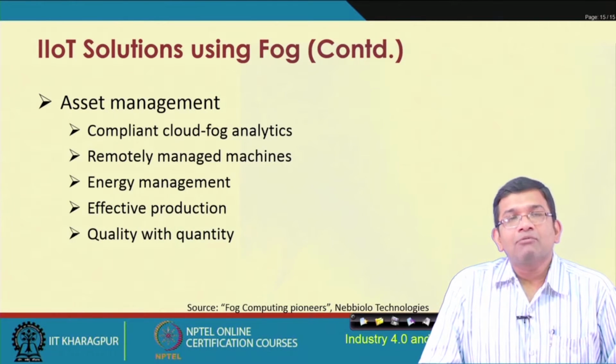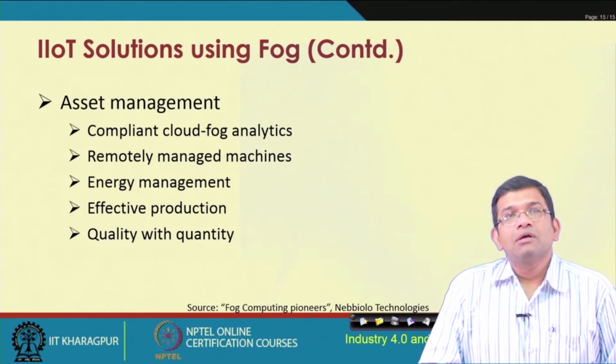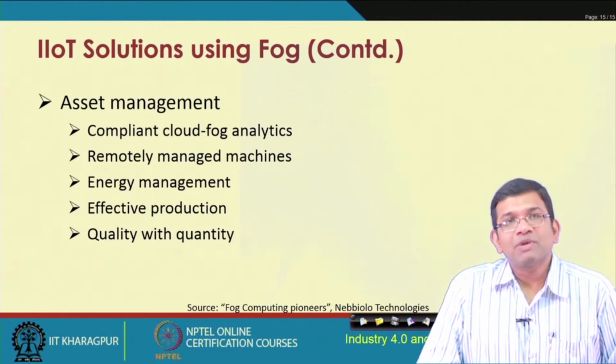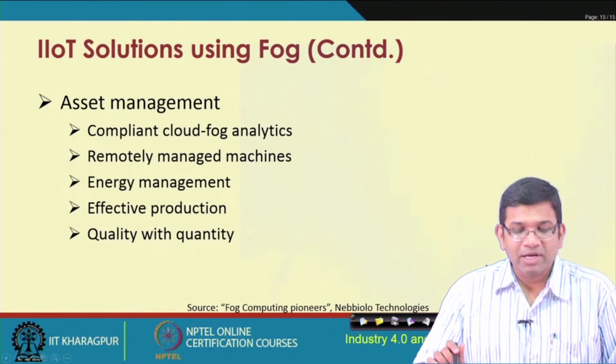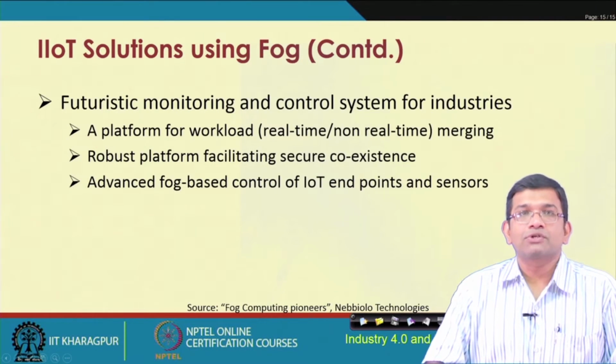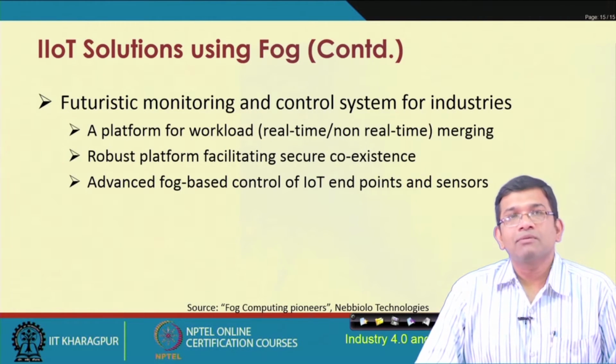Asset management can be done with the help of fog based IIoT, where compliant cloud fog analytics can be executed. Remote management of machines can be done, energy management can be done, effective production, quality with quantity, all of these can be done for asset management using a fog based IIoT solution. Futuristic monitoring and control systems for industries, there also IIoT based solutions using fog are useful.